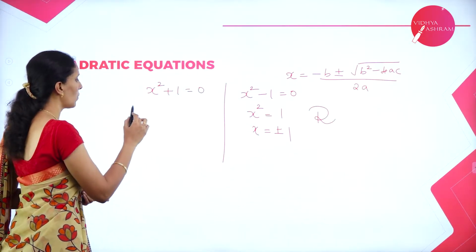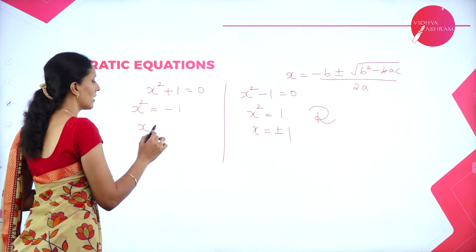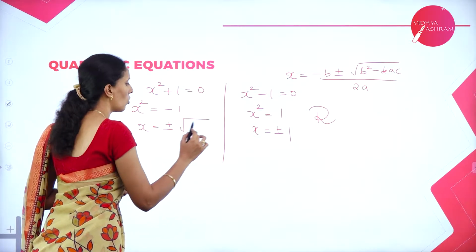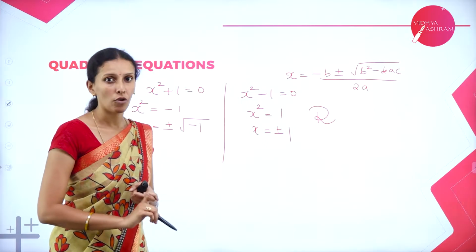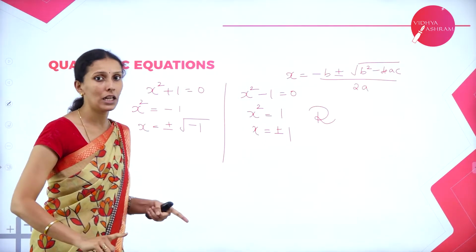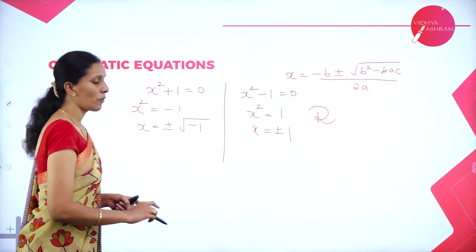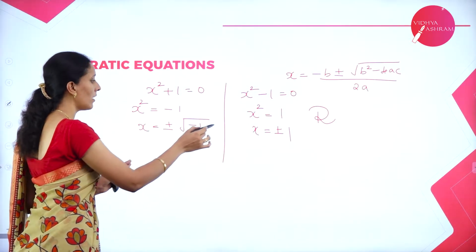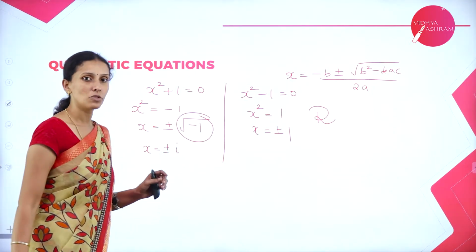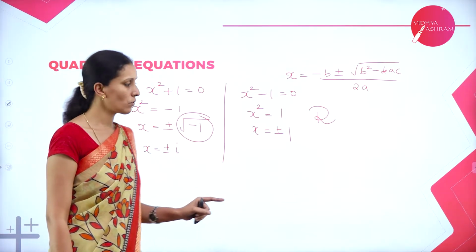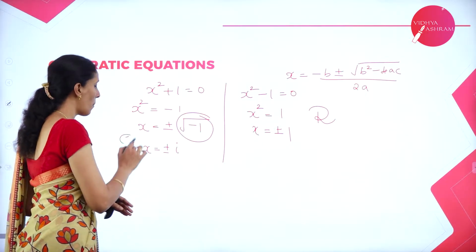Now look at the equation here. You have x square is equal to minus 1, x is equal to plus or minus root of minus 1. There doesn't exist any real number in the form of root of minus 1. That means we don't have any real number in terms of root of a negative number. So this type of number is nothing but a complex number. Here root of minus 1 I have taken already in terms of i. i is nothing but root of minus 1.